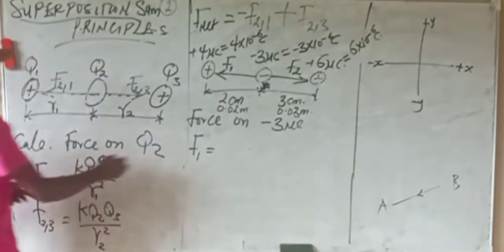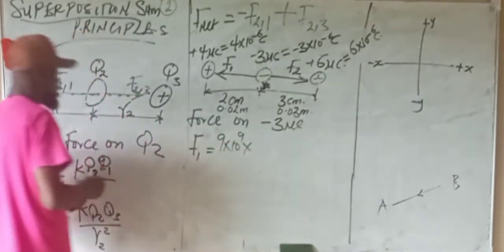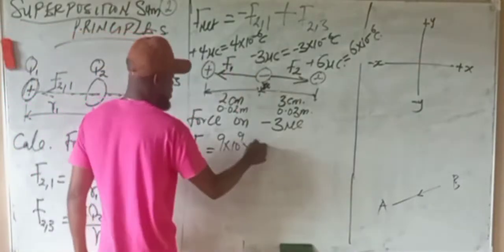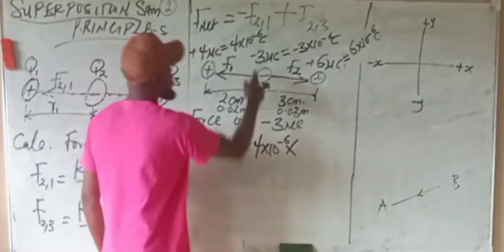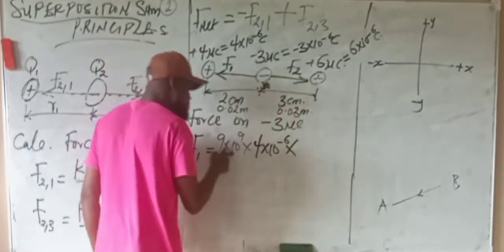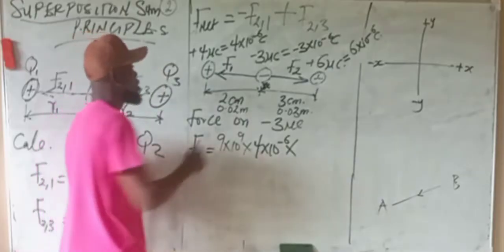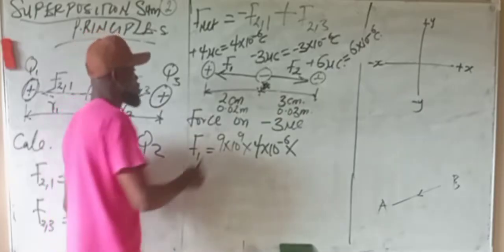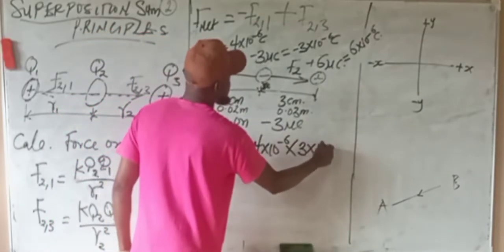What is K? Remember K is 9 times 10 to the power 9. Then what is the first charge here? That is 4, times 10 to the power minus 6, times what is the second one? Minus 3. So this minus will not appear in this formula. We pick only the magnitude or the value. The minus tells us whether it's going to attract or repel. That's what the sign will tell us. So we are going to leave the minus alone. Just pick 3 times 10 to the power minus 6.